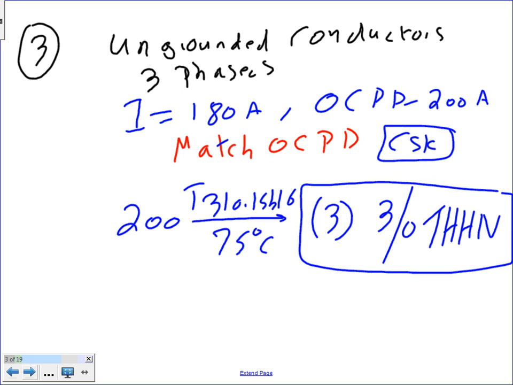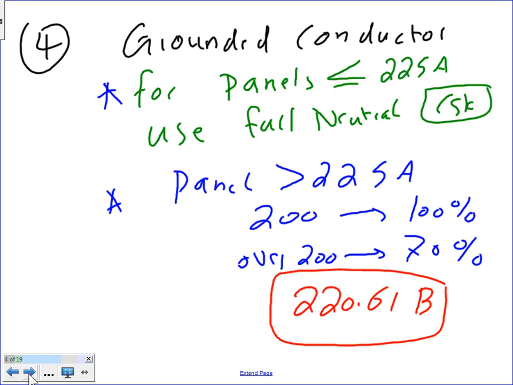Any question, guys, about the ungrounded conductors, the phases? Cool, everybody got that one? Okay, let's go to the grounded conductor. Here's my rule that keeps changing. For a grounded conductor, if your panel is 225 amp or less, CSK, my initials, full neutral. Again, opinion: if your panel is 225 amp or less, full neutral.